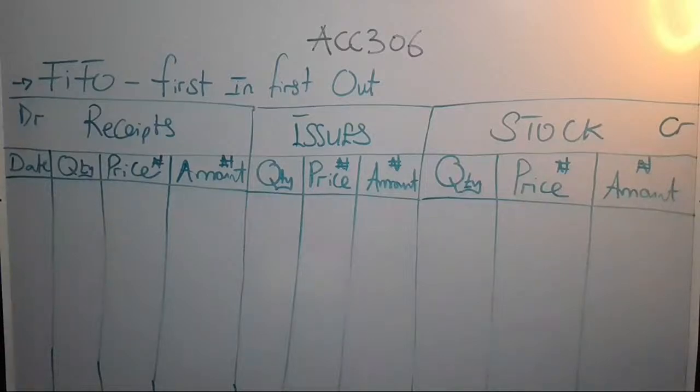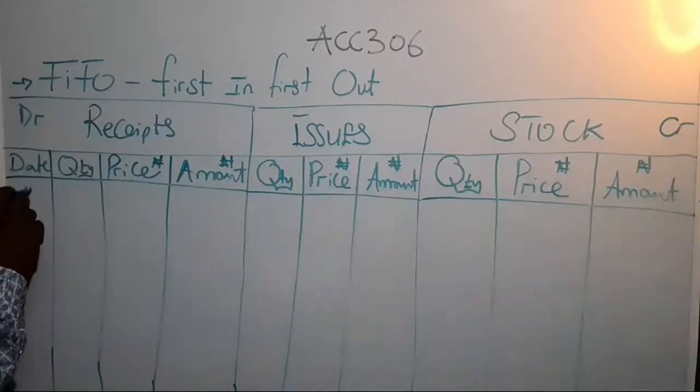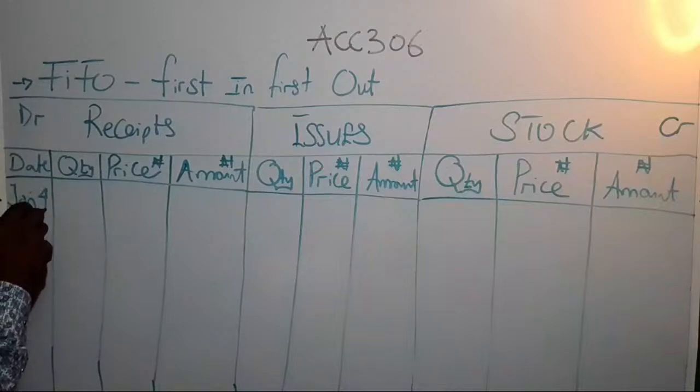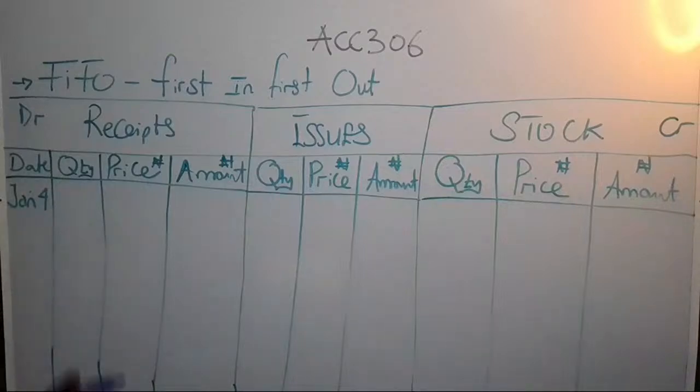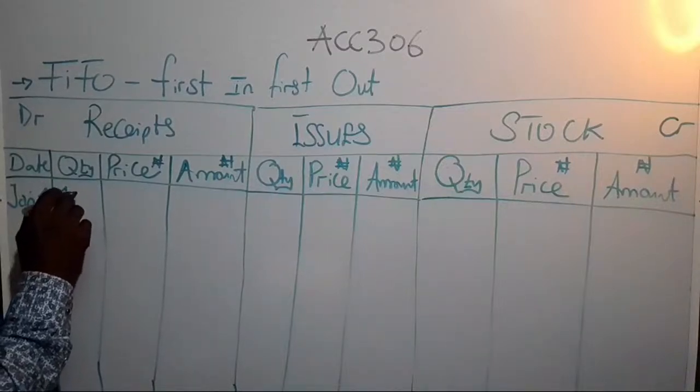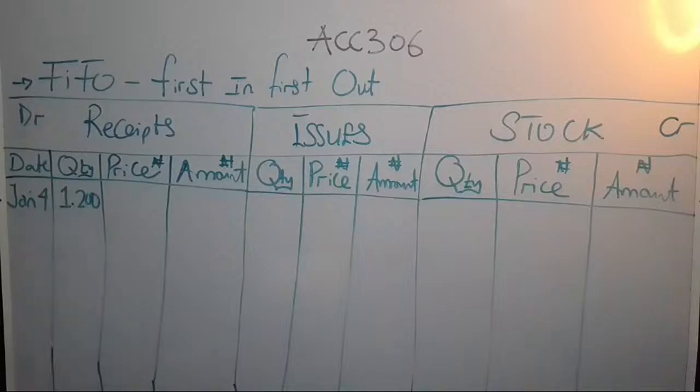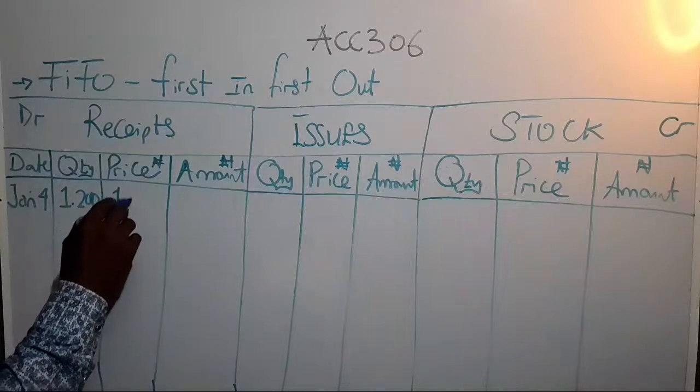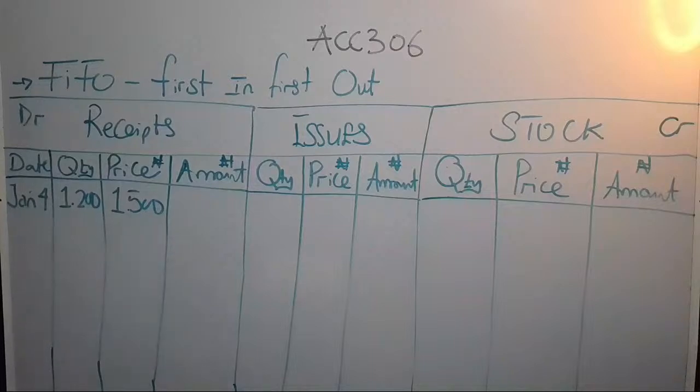The very first one we have here is 1002 on the 4th, January 4th. The quantity was 1,200. That is the quantity of the goods taken, 1,200 at how much? 1,500.